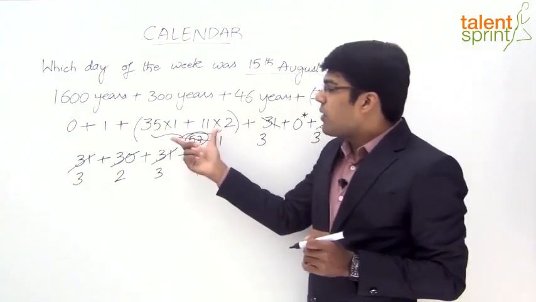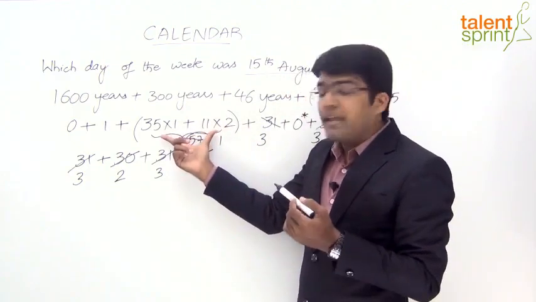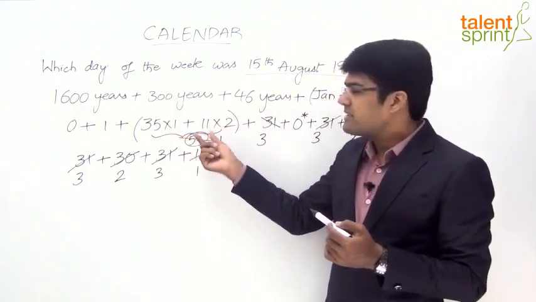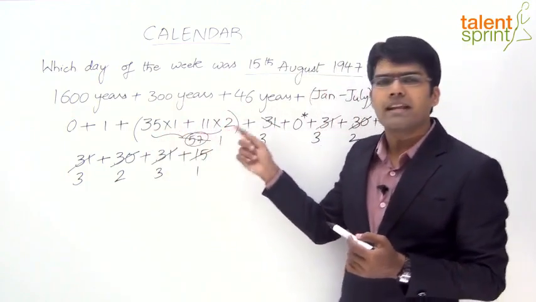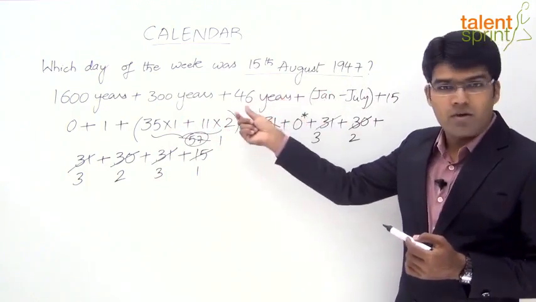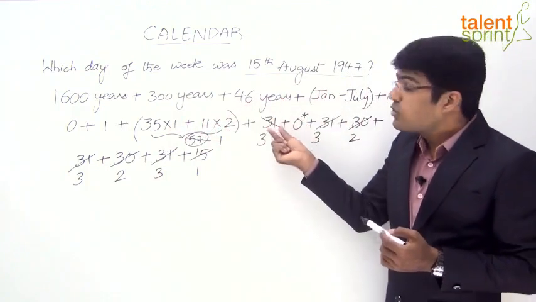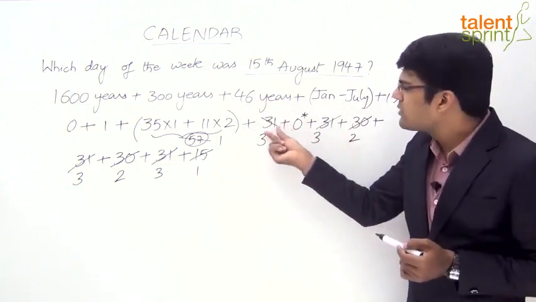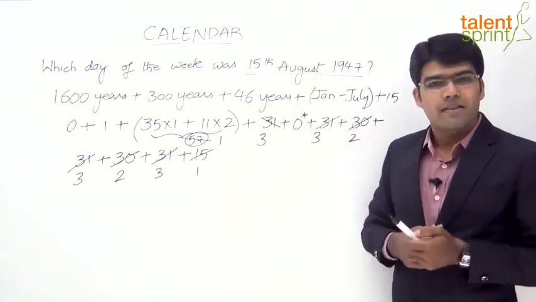Alright. So we have learned 2 points here. One is how to make the number of odd days for 46 years simple. Instead of taking 35 into 1 plus 11 into 2, we can directly take 46 plus the number of odd days. And the second point is how to make the number of odd days for each of these months simple. What do we do? Instead of taking the total number of days, only take the additional number of days.